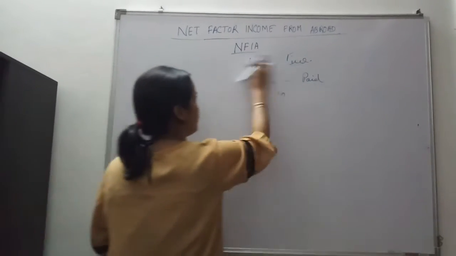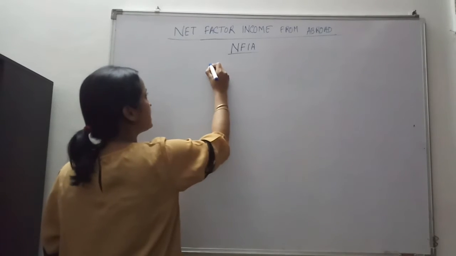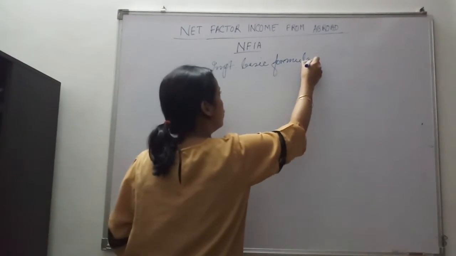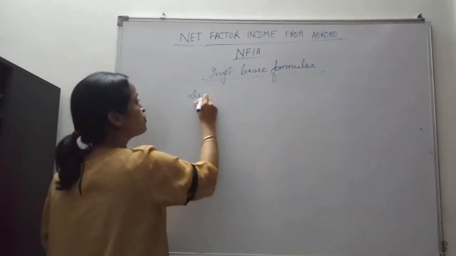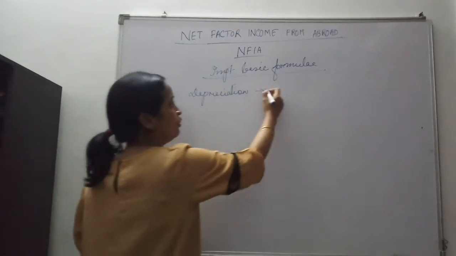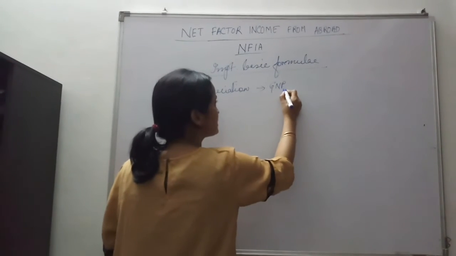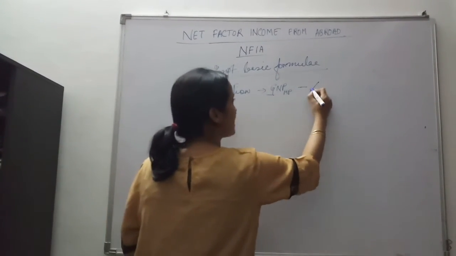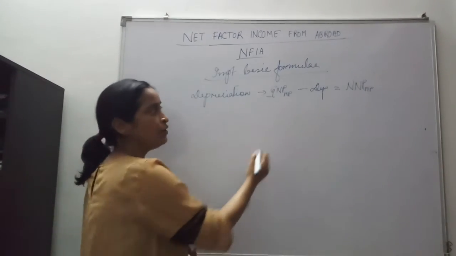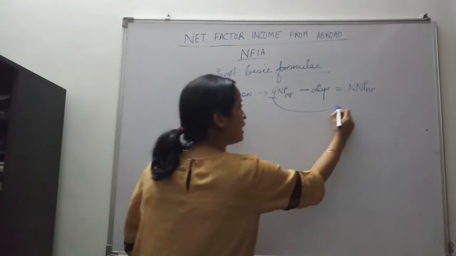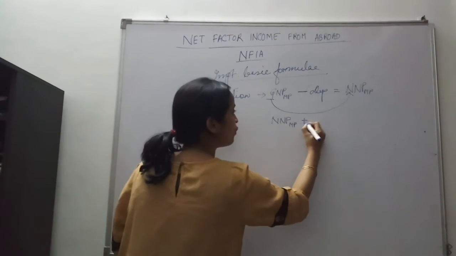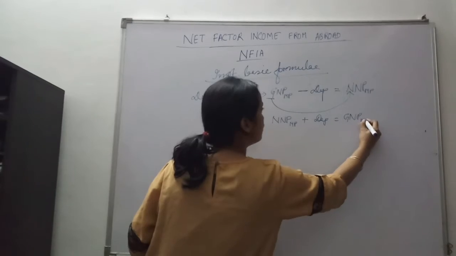And then we get some important basic formulae. What are these important basic formulae? First one is with depreciation. With this concept, we make some adjustment. For example, we have gross national product at market price. When we subtract depreciation from gross, what will we get? NNP at market price. With the subtraction of depreciation, gross becomes net. Similarly, suppose you have NNP at market price. When you add depreciation, you will get GNP at market price.